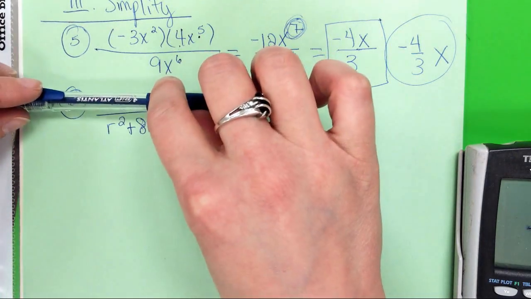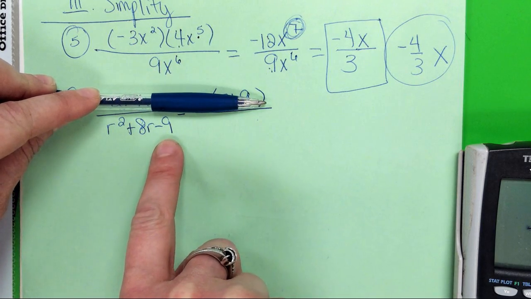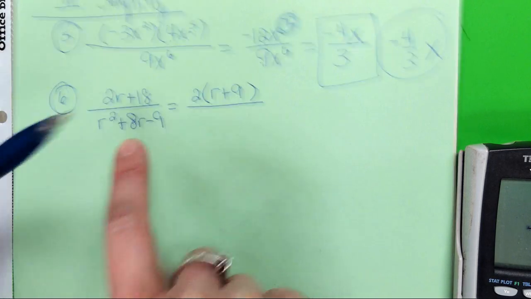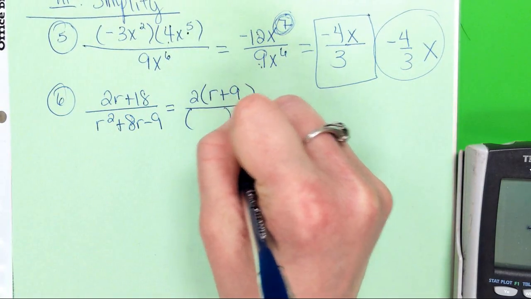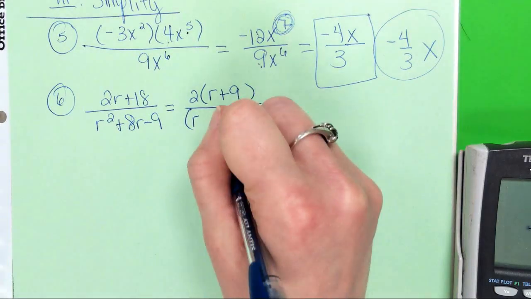All right, now let's pretend like the top's not there. How many terms does the bottom have? 3. What do we do first? GCF, but there's not one. Then we do factors of the back number that add or subtract to be the middle. So what are my factors of 9 that add or subtract to be 8? 1 and 9.